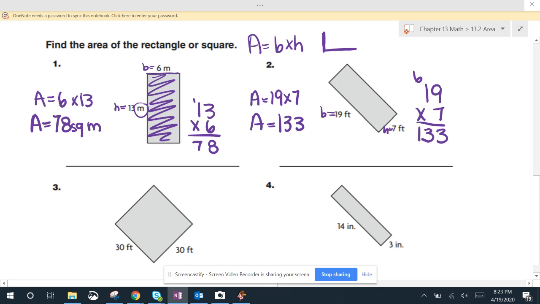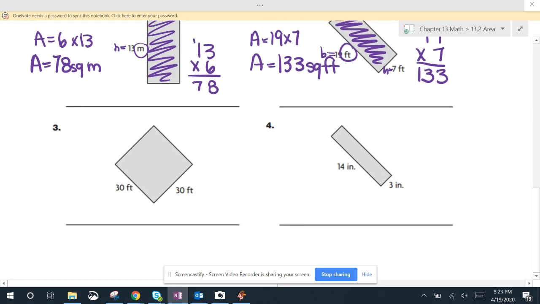133. But I'm not done yet because remember, area is measuring the whole inside, which is squared. So I have square, and this is feet. So square feet. So the answer for number 2 is area equals 133 square feet. Okay, press pause and then press play again when you're ready to correct number 3.